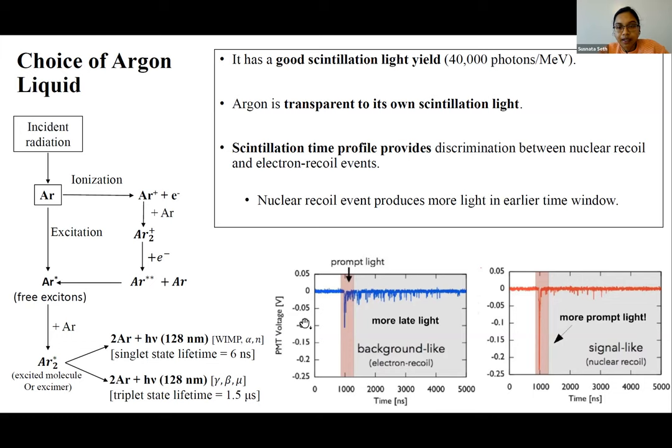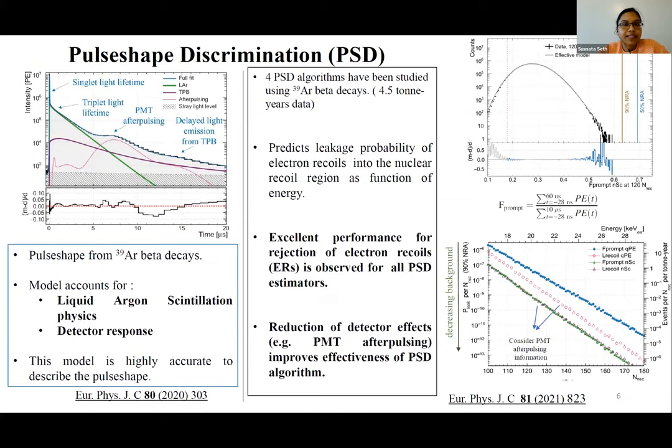Here are the typical pulses from electron recoil events, and this is for nuclear recoil events. For nuclear recoil events, more light is produced in the earlier time window, whereas for electron recoil, more late light can be found. Now I'll be talking about the pulse shape discrimination procedure we are using.